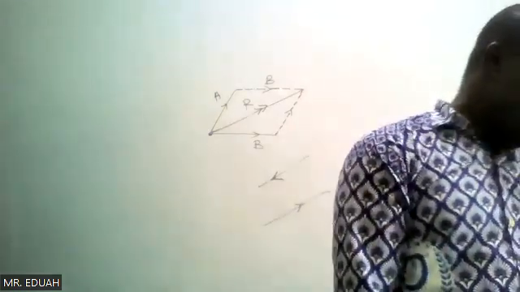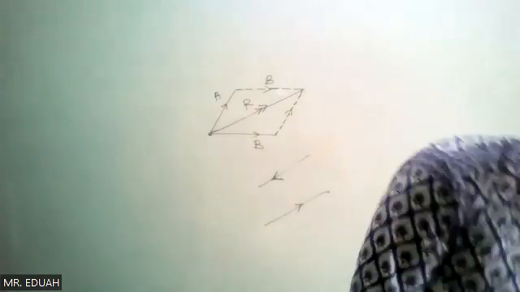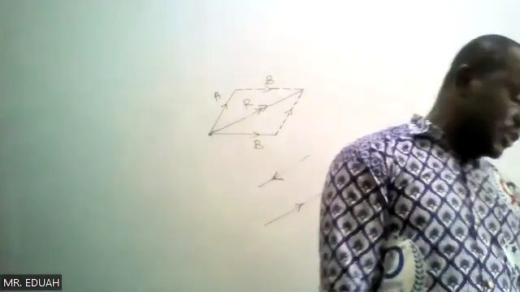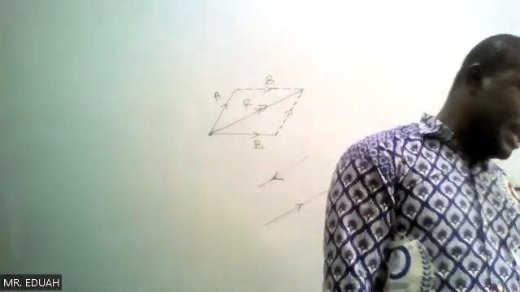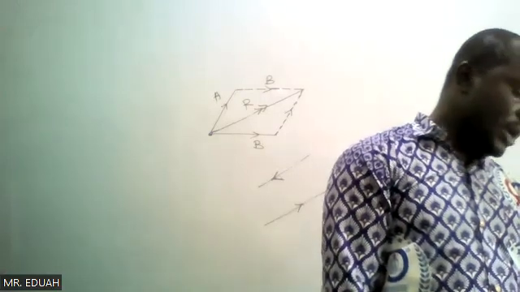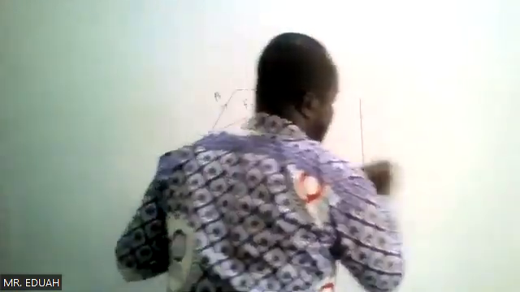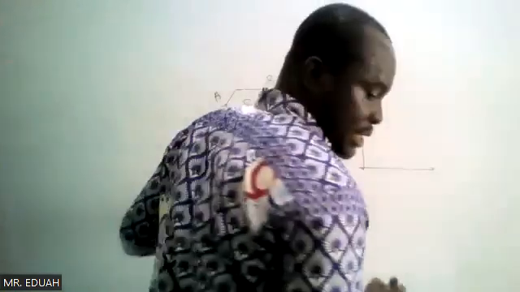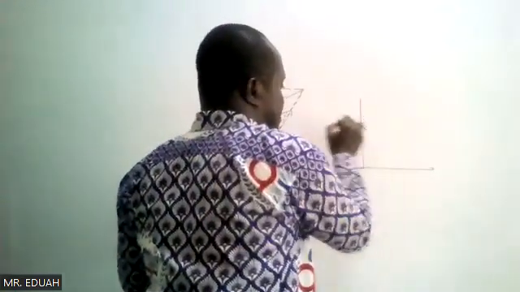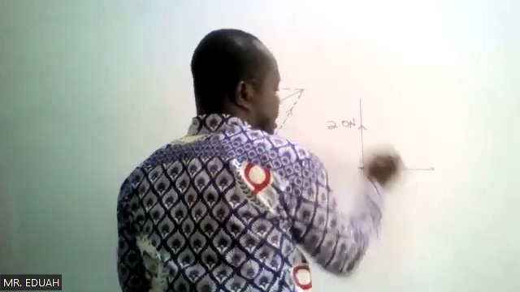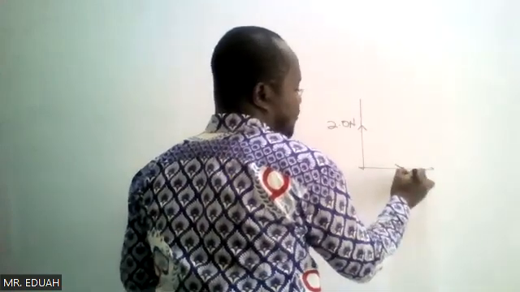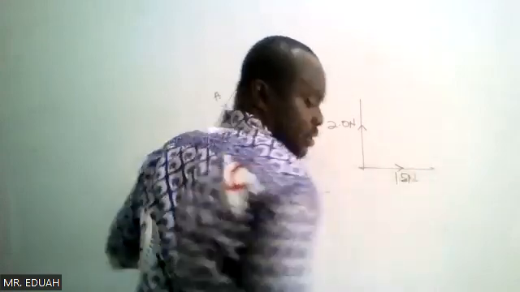Question 44. What is the magnitude of the vector sum of the two concurrent forces in the following diagram? So we have two forces acting perpendicularly to one another. This force is 2.0 Newton. This force is 1.5 Newton.